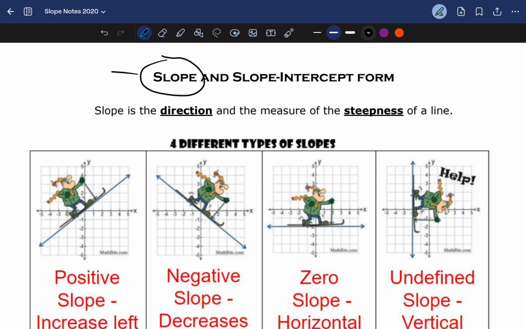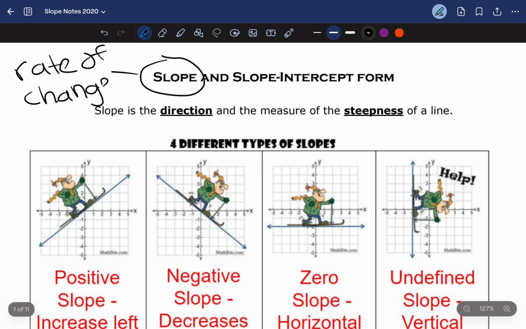The term that they use in 7th grade is rate of change. And so you'll hear me say slope and rate of change a lot, and those both mean the same thing. Just in 7th grade, it's called rate of change, and then in 8th grade, instead of saying rate of change, it's now called slope. So slope is the direction and the measure of the steepness of a line.